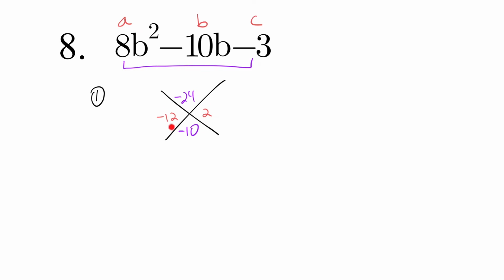Make sure you guys check your work. In this step, it's very important that it actually works, and check your signs. So -12 times 2, that will be -24, and -12 plus 2, that will be -10.